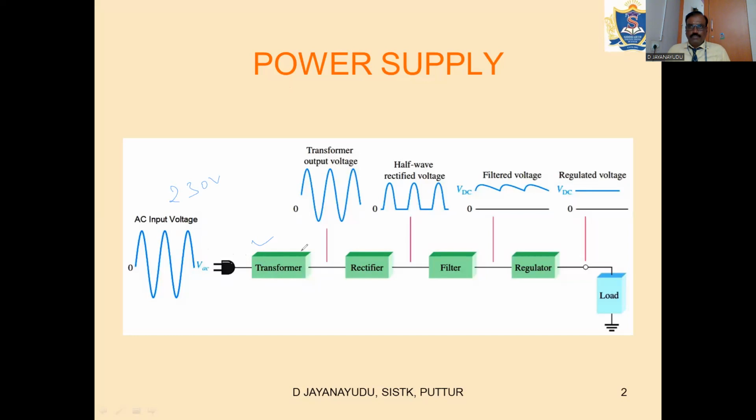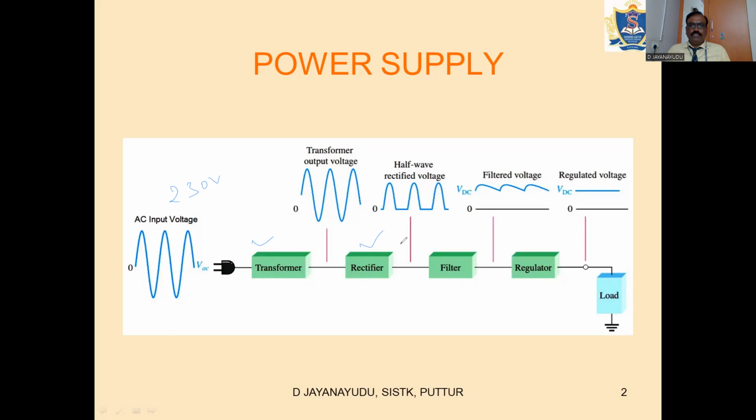The input to the transformer is the line voltage, that is 230 volts 50 hertz, and the output of the transformer is again AC only, but it is a downscaled AC voltage. In the second stage, we will be using a rectifier. The input for the rectifier is the output from the transformer, which is again AC.